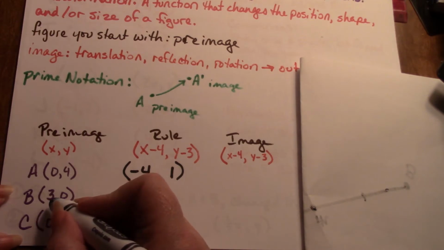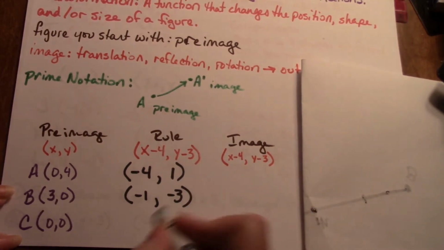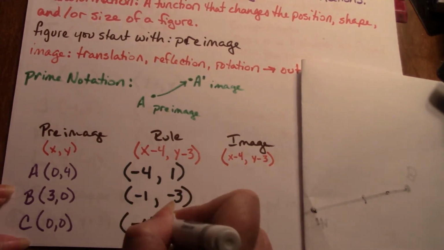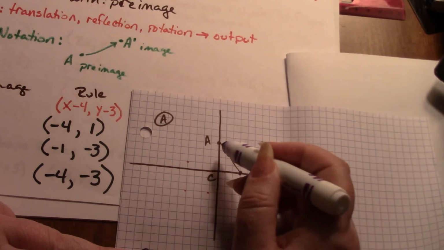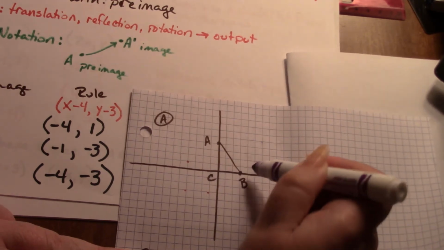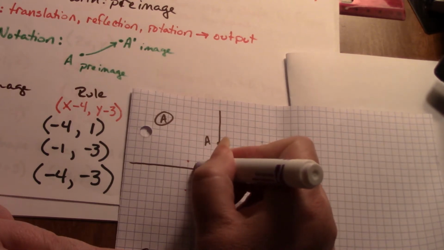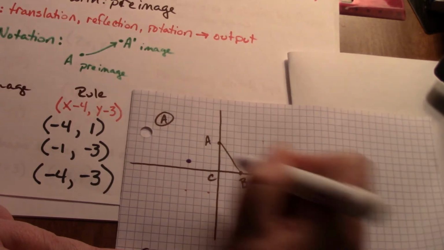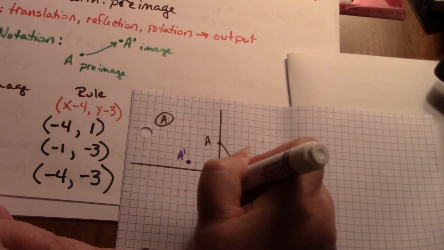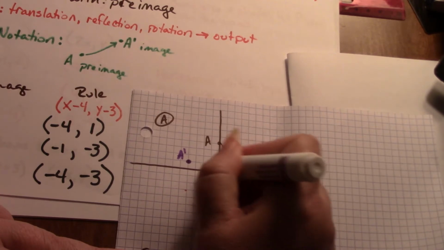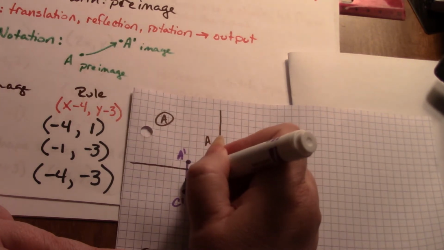And with B, x minus 4 is negative 1, and y minus 3 is negative 3. And with C, we have negative 4 and negative 3. When we go to graph this, we've started with A, B, C here, and now A prime is at negative 4, 1 here, and B prime is at negative 1, negative 3, and C prime is at negative 4, negative 3.